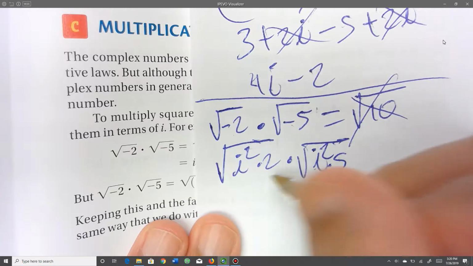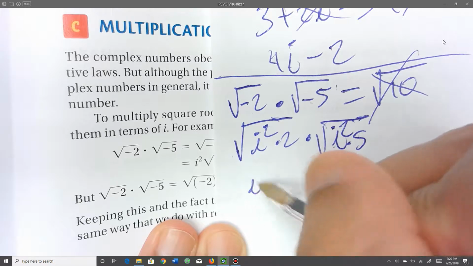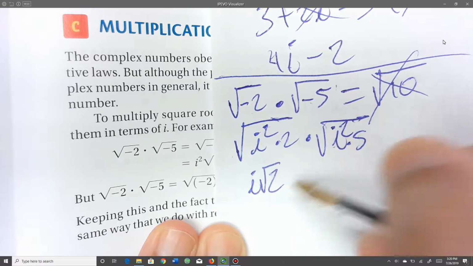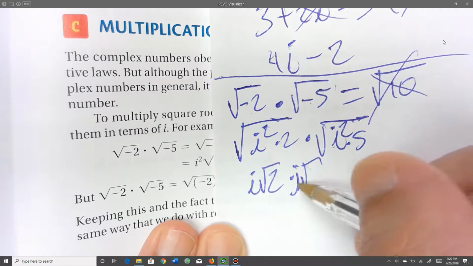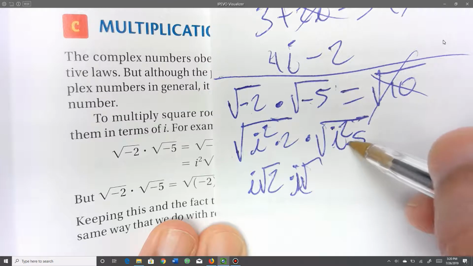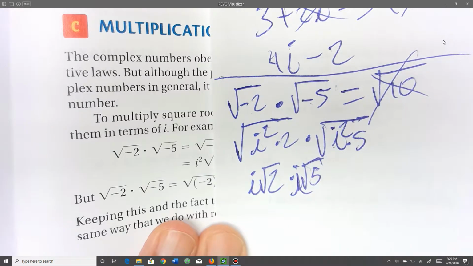And now I'm ready to simplify because I know I can move this i outside the radical sign, rewrite that as 2 times i times 5, square root of 5.